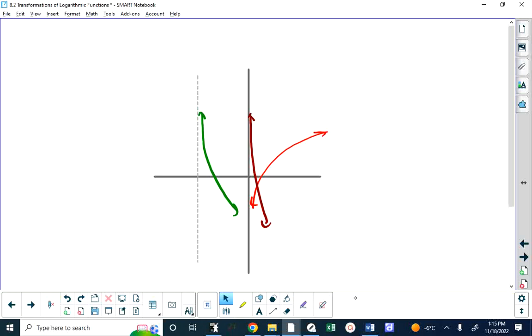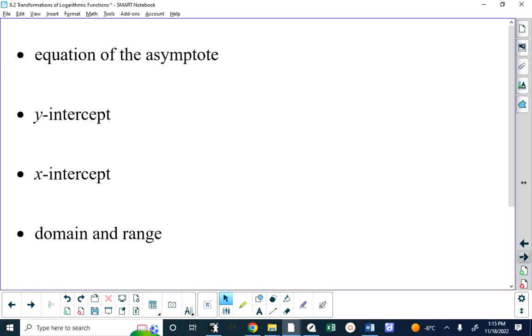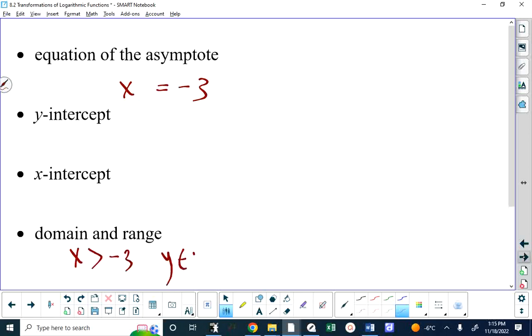Let's determine the equation of the asymptote. Well, it's x equals h. What's the domain and range? The domain is x is greater than h, and the range is y is any real number.